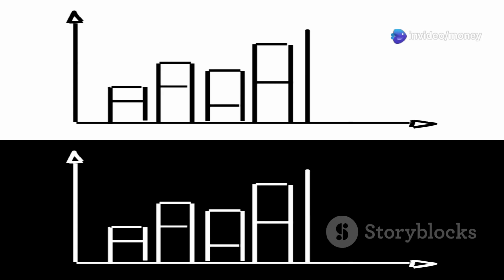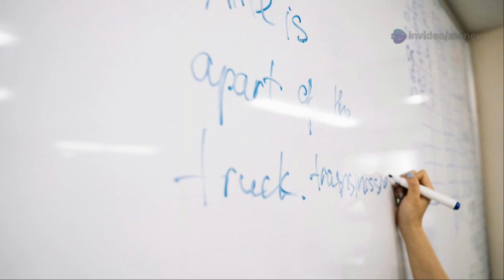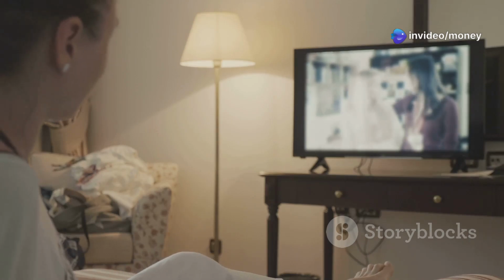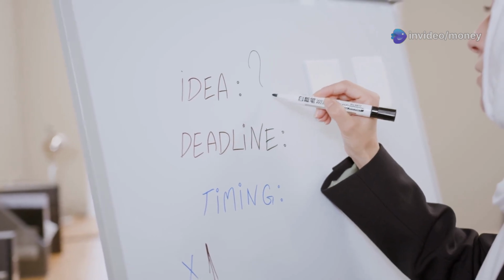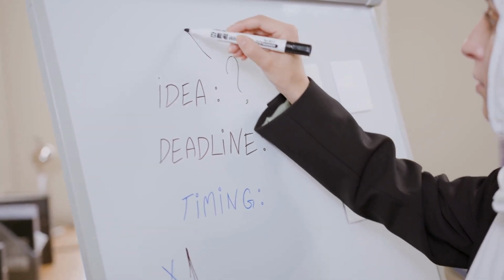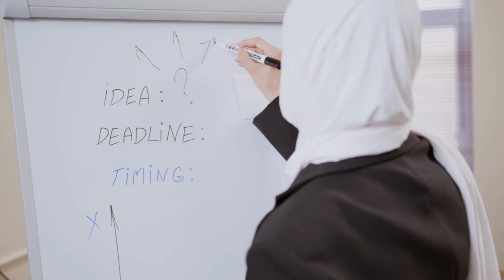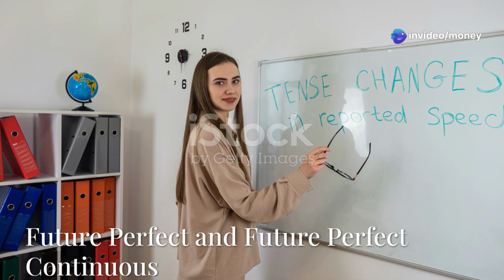To form the future continuous, we use will be followed by the ing form of the main verb. The structure is will plus be plus verb-ing. Examples include, at 10 a.m. tomorrow, she will be giving a presentation. They will be traveling to Paris this time next month. Don't call me at 9 p.m. I'll be watching my favorite show. This tense helps to visualize an action unfolding over a period of time in the future rather than just a single point of occurrence. It emphasizes the ongoing nature of a future event.